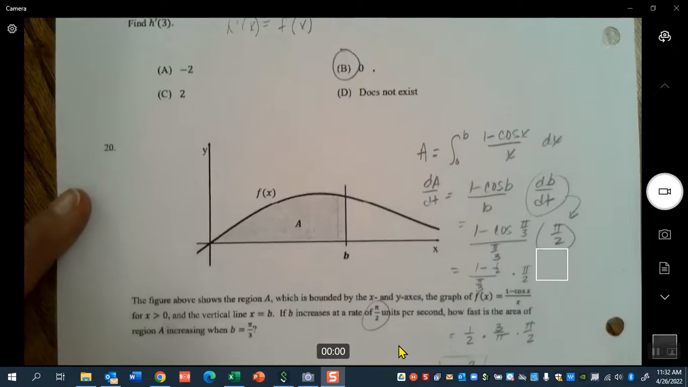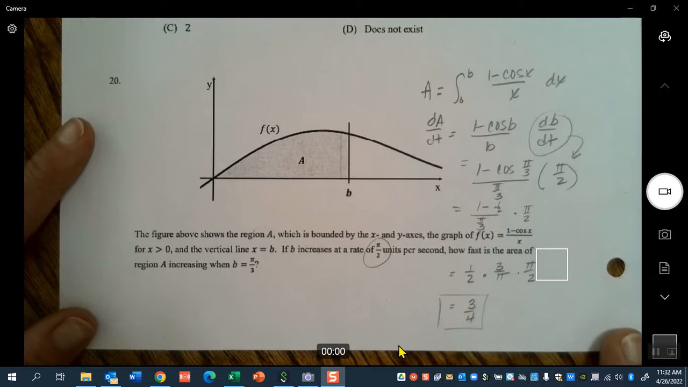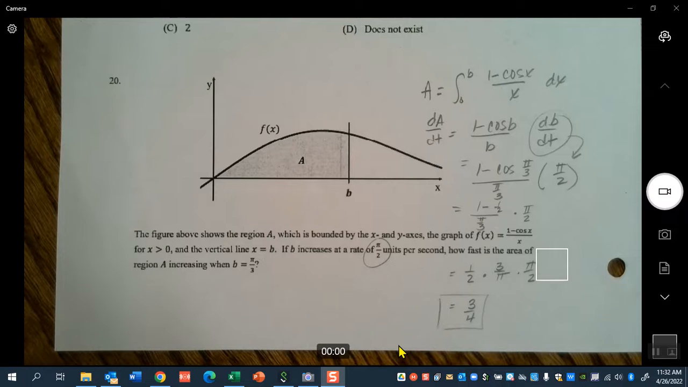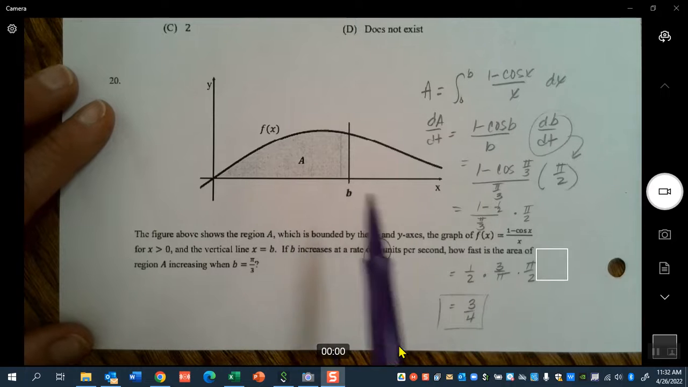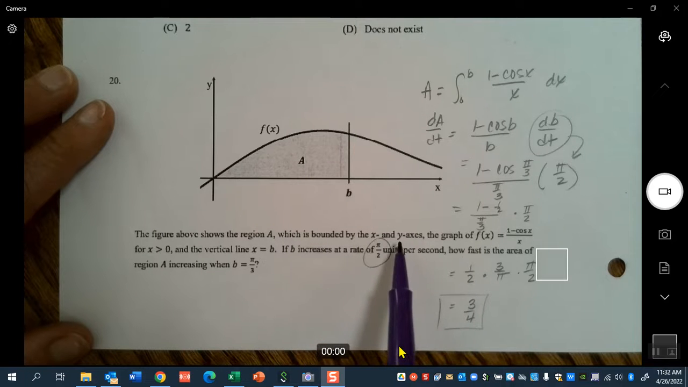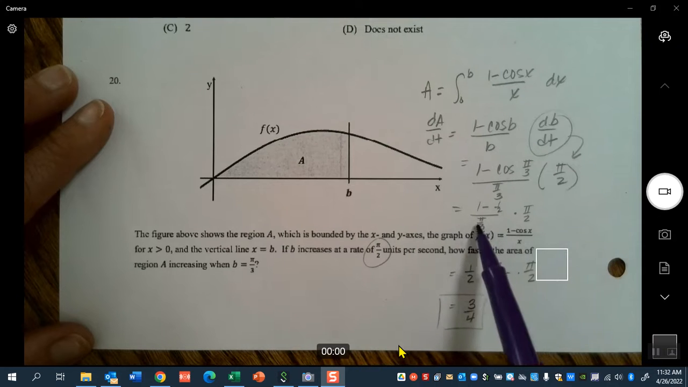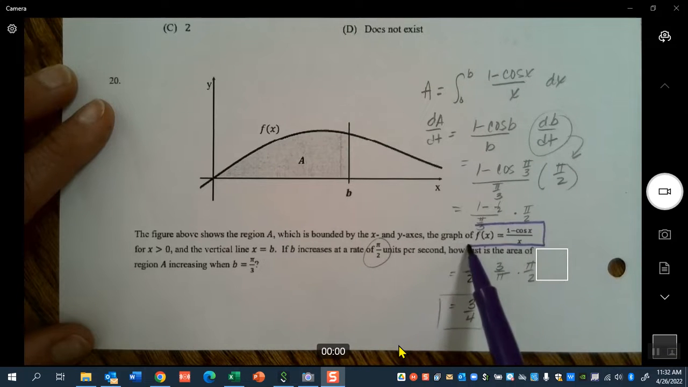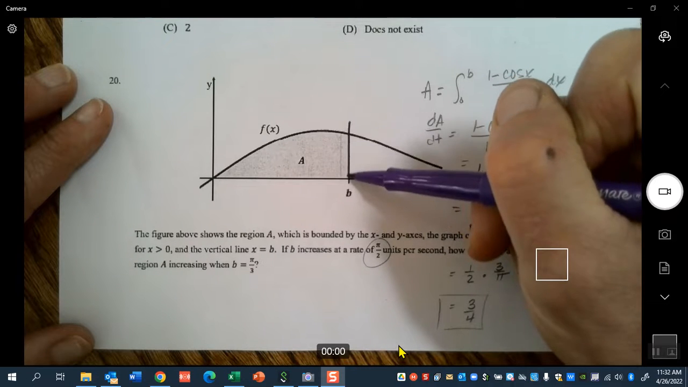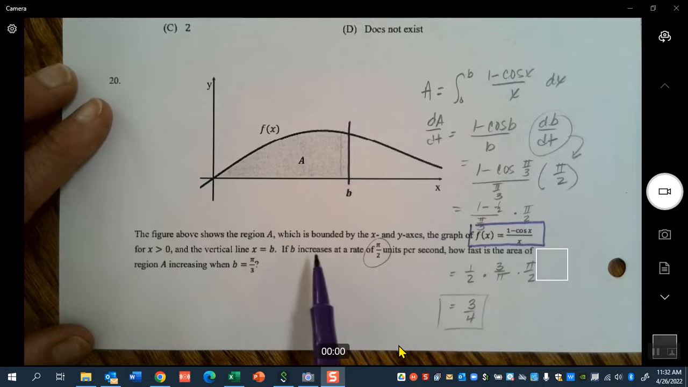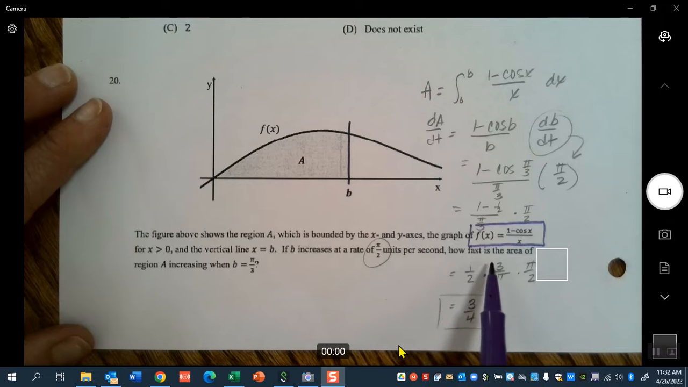All right, so here is a super hard one. No big deal if your paper's blank on this one. But we can go ahead and talk about it. So here is this rate curve. The figure above shows the region A, which is bound by the x and y axis, and this graph. So here is this graph f of x, 1 minus cosine of x over x, for all values of x greater than 0. And I have this vertical line at x equal to b.